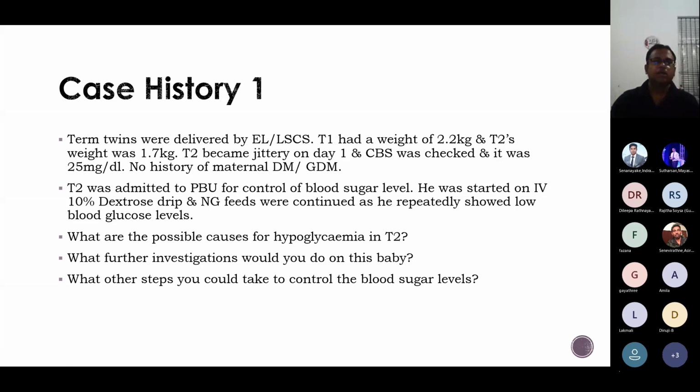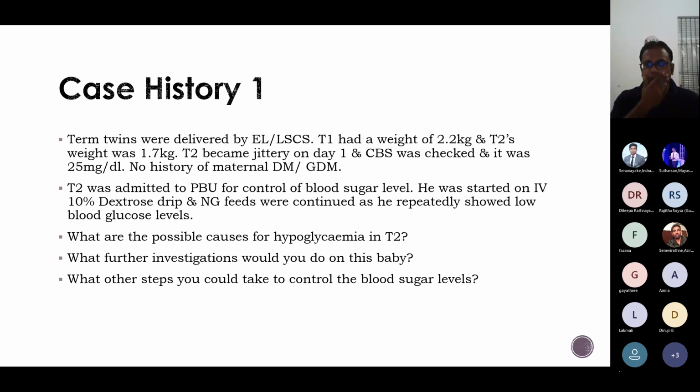First question is, what are the possible causes for hypoglycemia in T2? As you can see, this T1 is not normal weight, but slightly bigger than T2. So this T2 seems to be having IUGR, or it's a small baby, and that may be the most likely cause for the hypoglycemia, where he's having low glycogen stores, right? So what further investigations would you do on this baby?